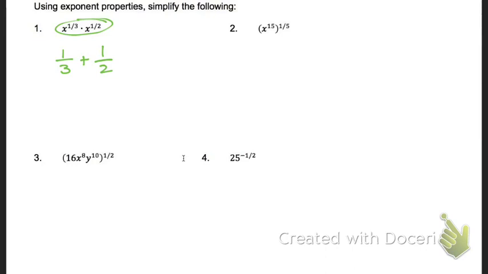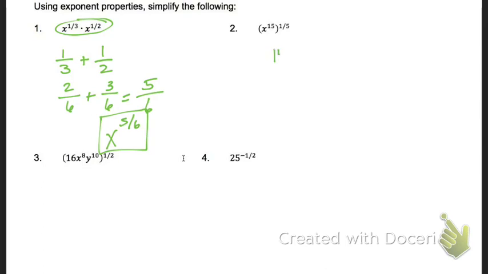It's 5/6. So x to the 5/6. You should be responsible to know how to add fractions and multiply fractions. I know I'm asking a lot here.